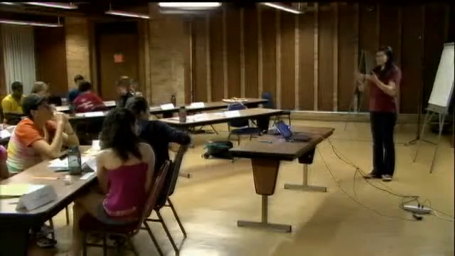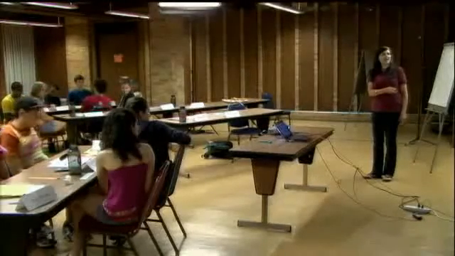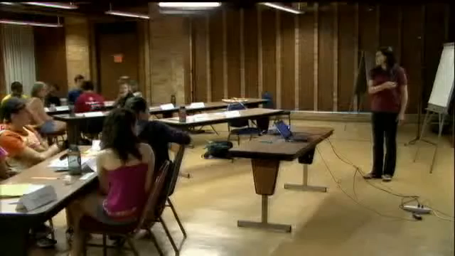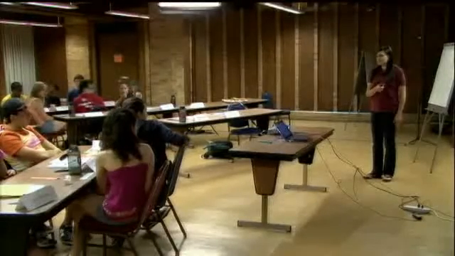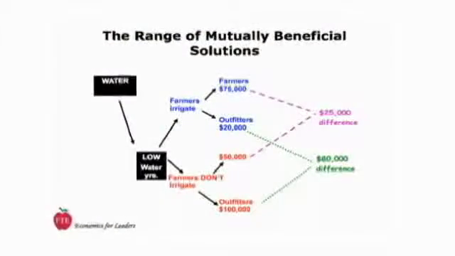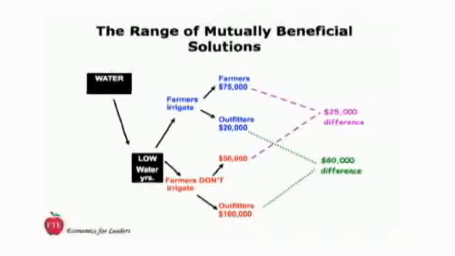In every one of these scenarios, the farmers chose not to irrigate, but they were only willing to do that if what happened? If the outfitters were able to give them some sort of compensation, because you're asking, why else would the farmers say, okay, instead of making $75,000, we'll make $50,000? Is that in their best interest? No, and the rights rest with them. In the end, students get to keep the reward if their solution involved the fishers paying the farmers any amount between $25,000 and $80,000 for the water.